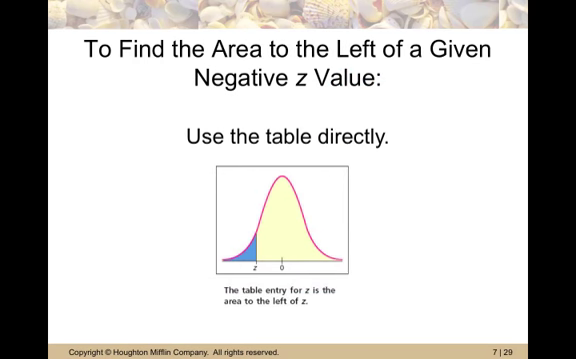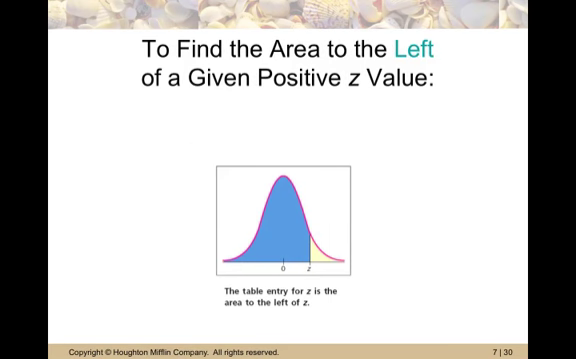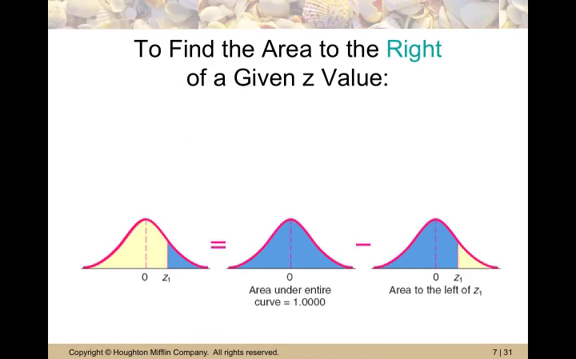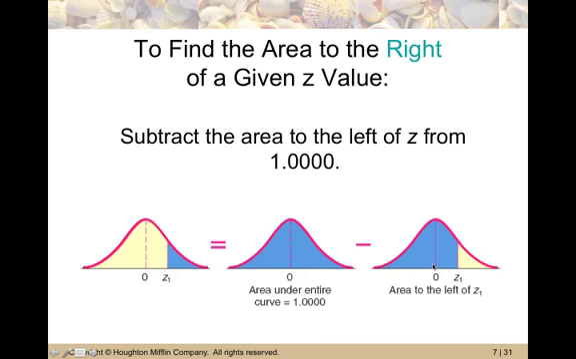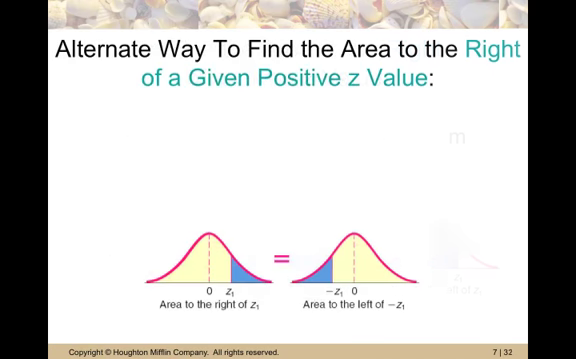Alright, so to find the area to the left of a given negative z-value or positive z-value, you're just going to use the table entries directly. You just find the correct z-value, and the table entry is going to give you the area to the left. To find the area to the right of a given z-value, you can always do 1 minus the area to the left, okay? Because the area to the left and the area to the right have to add up to be the total area under the curve. Okay, so that's something you can always do.